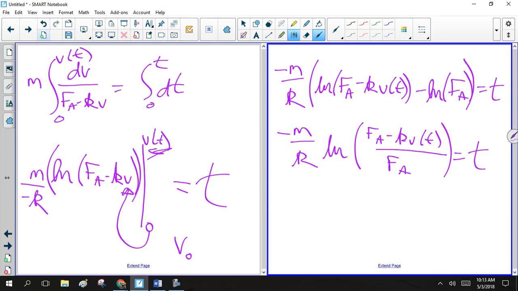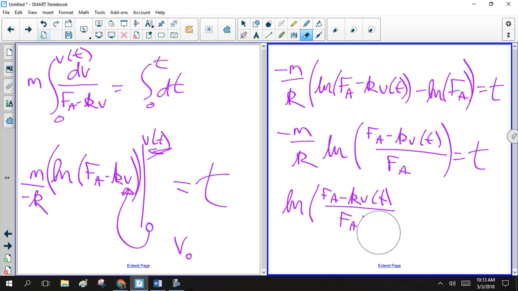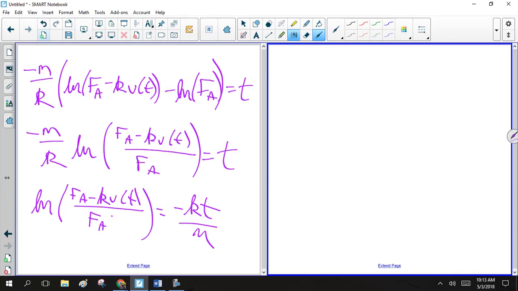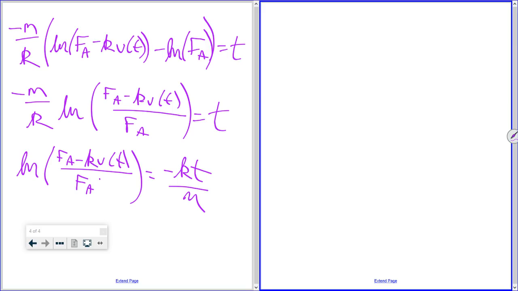We are now through the worst of it, so let me pause there for a minute. Have I lost anybody? All right, so the original problem wanted us to solve for v of t. So now we have to find a way to get this v of t by itself. So let's start by moving the m over k. So you get the natural log of Fa minus k v of t over Fa equals negative kt over m, right? Everybody good? Is anybody ungood?